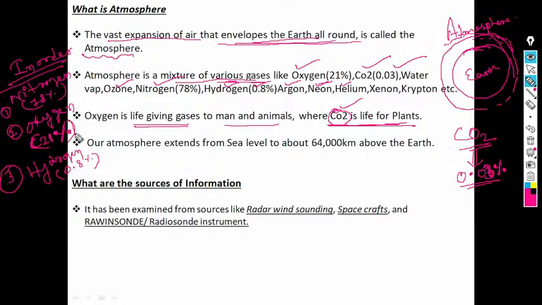The role of carbon dioxide is very crucial. How can we say? It is life for the plants, which means it helps plants in photosynthesis.